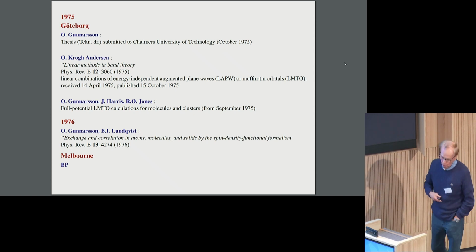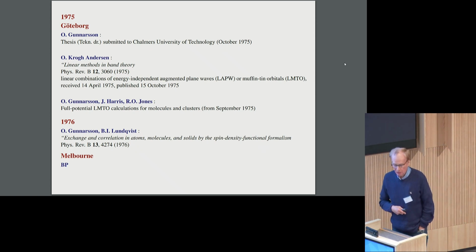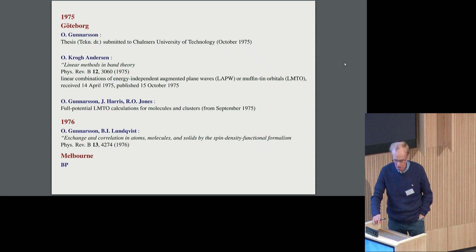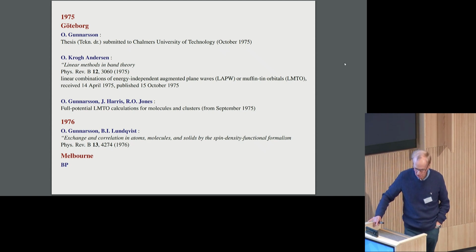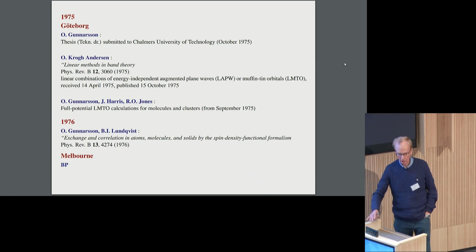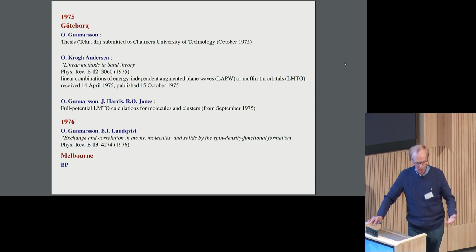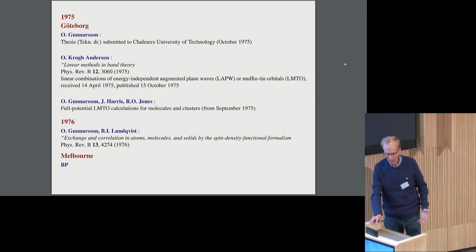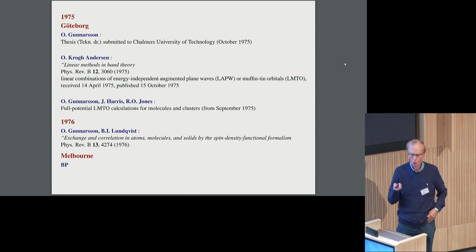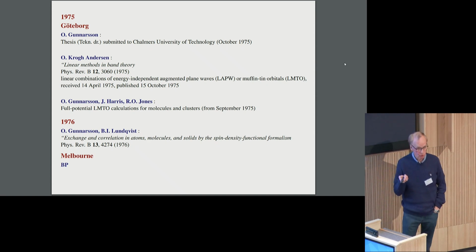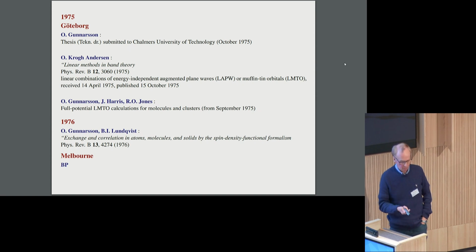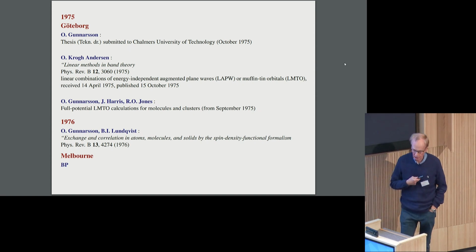How did this all work out for us? In 1975, John Harris and I shared a one-year position at Chalmers in Göteborg, and it was very important for the way this worked. As I said, in science as well as in life, you end up with a set of very improbable circumstances. Ola Gunnarsson was a graduate student in Chalmers at the time, and he was writing up his thesis, which was submitted at the end of the year.